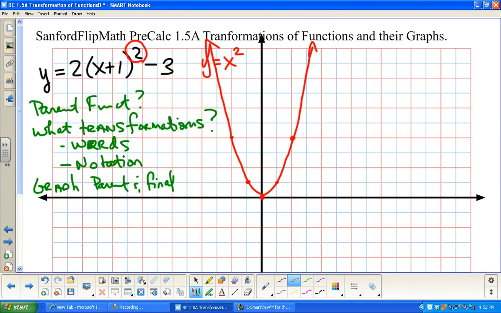Now, I need you to think in terms of order of operations. Okay. As we look at this function, notice there's a lovely 2 there. Not sure what happened there, but that's fine. Okay. That 2 is connected by multiplication. Okay. Anything that deals with multiplication or division is a scale change.